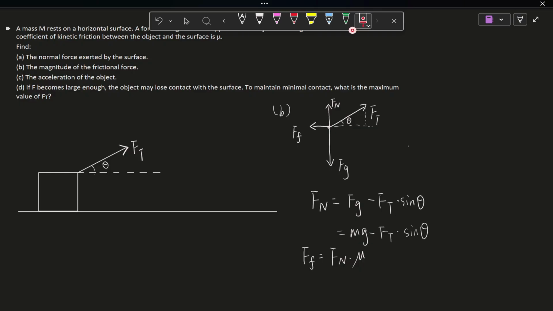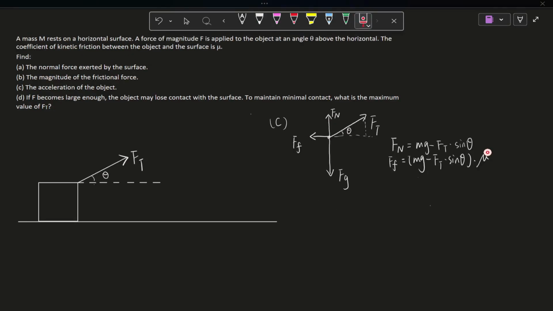Since mu is already given in the question, we can directly use it and plug it into this formula. So now let's plug Fn, the expression of Fn, into the friction force formula and find Ff. Ff is simply equal to (mg minus Ft times sine theta) times mu. Simple.